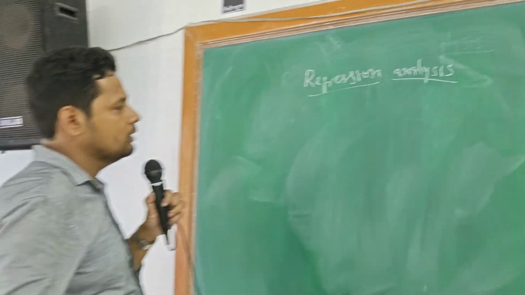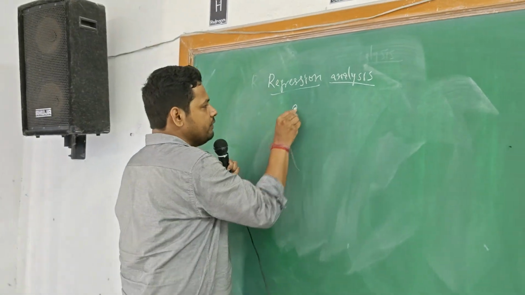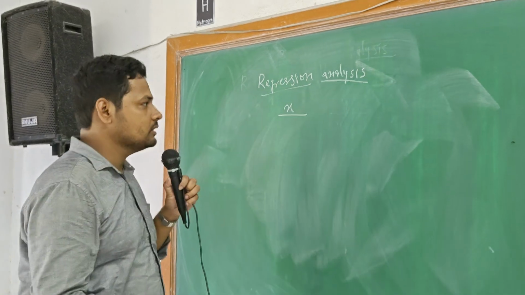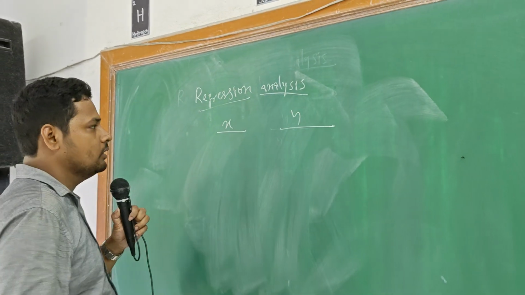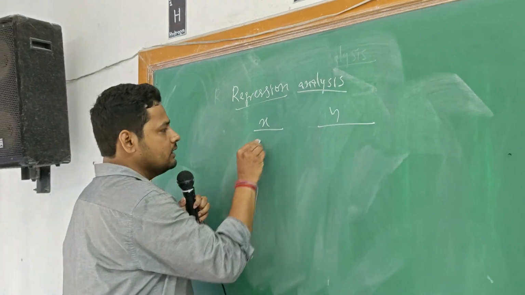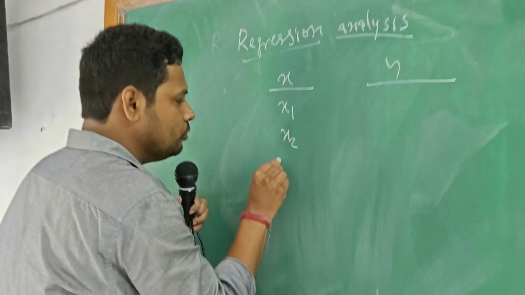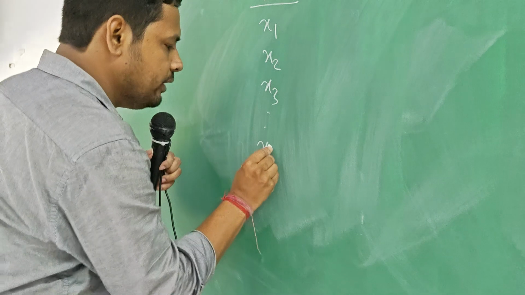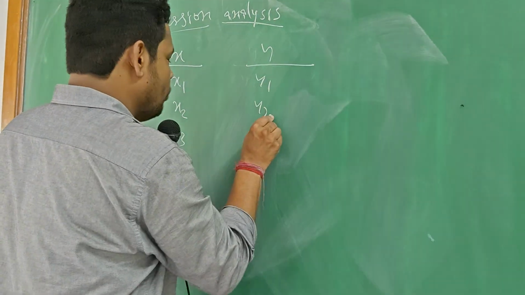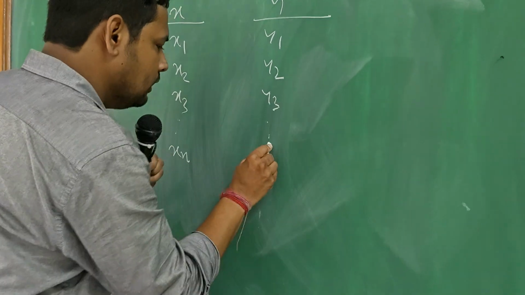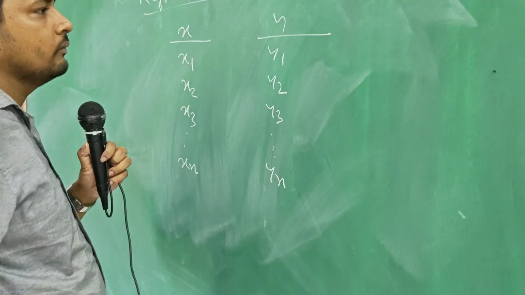So here we have some set of independent variable which we call x and some set of dependent variable which we call y. So we have some values of x, say x1, x2, x3 up to xn, and some values of y, say y1, y2, y3 up to yn.